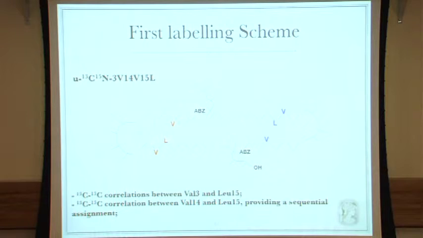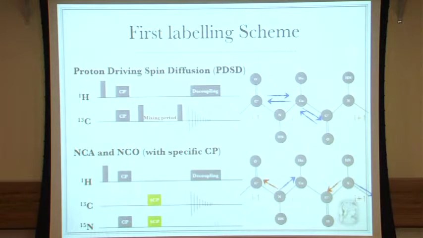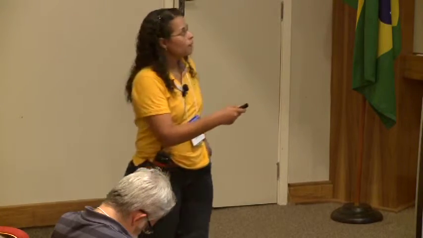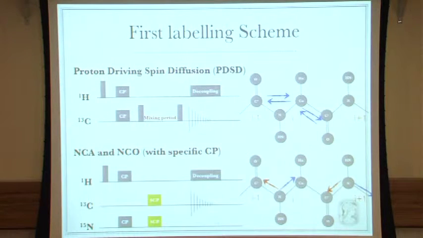And so I labeled in a first moment valine 3, leucine 15 and valine 14 to see the interaction between valine 3 and leucine 15. The experiment that I was using was a PDSD, which is just a 90 pulse on proton, magnetization being transferred from proton to carbon, and a mixing step in which I can observe carbon interaction with carbons close to each other. So I can have a spectrum with several connections between carbons.